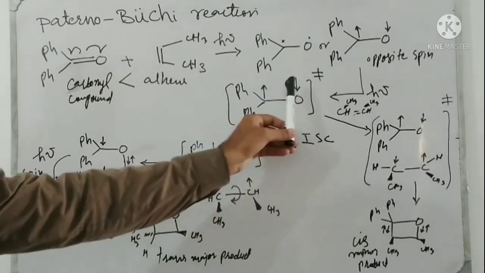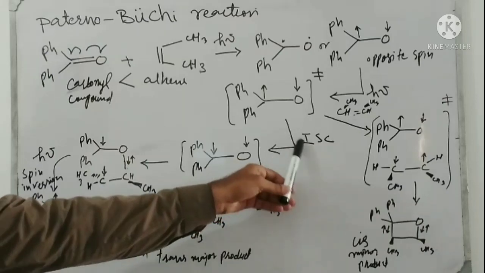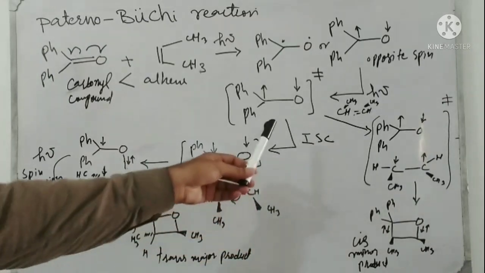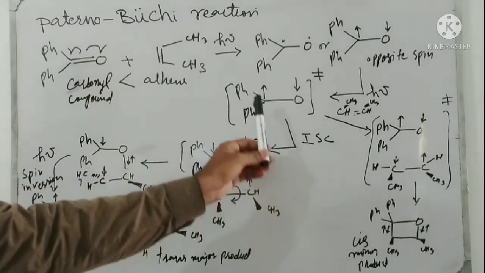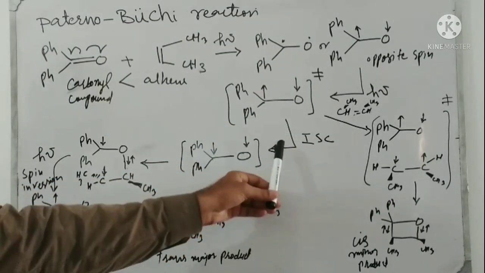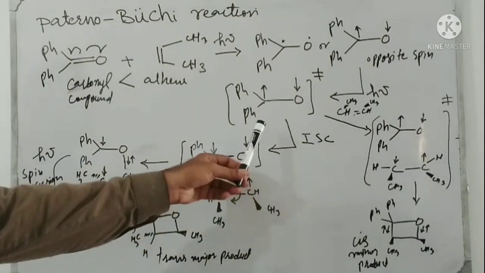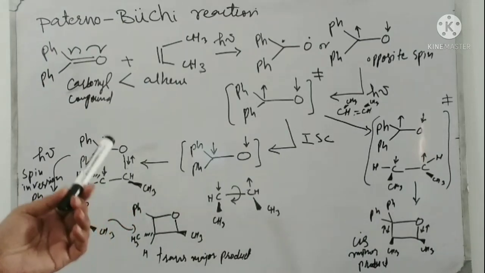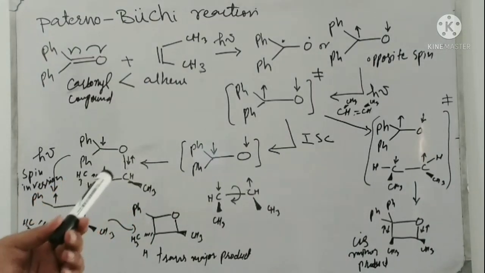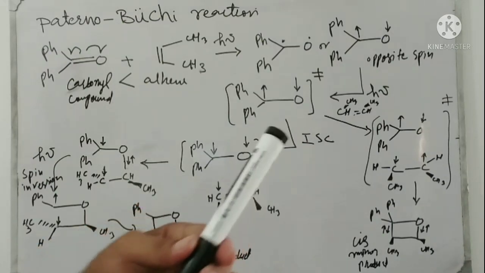The spin of this electron is opposite to this electron. So in this case, intersystem crossing occurs, and now you can see the spin of this electron is changed. I'll explain this in the Jablonski diagram, where if the electron is excited to singlet, then intersystem crossing occurs, and the spin of the electron is changed to the triplet state.